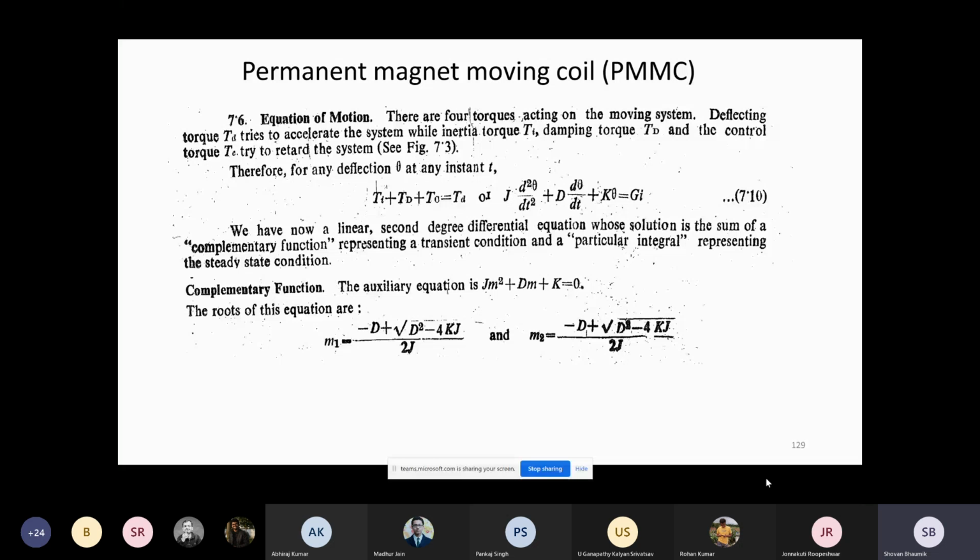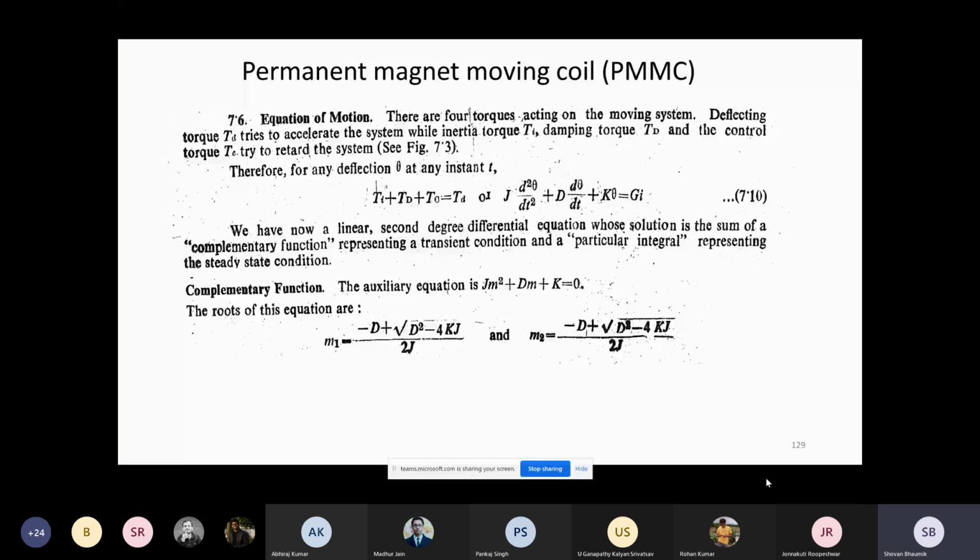So these two are the roots, and now these roots can be imaginary complex conjugates, and can be real also, can be on the left hand side, can be on the right hand side. And based on this d square minus 4kj, you will get whether there is a complex conjugate root or there is no complex conjugate root. Based on that your response will vary.